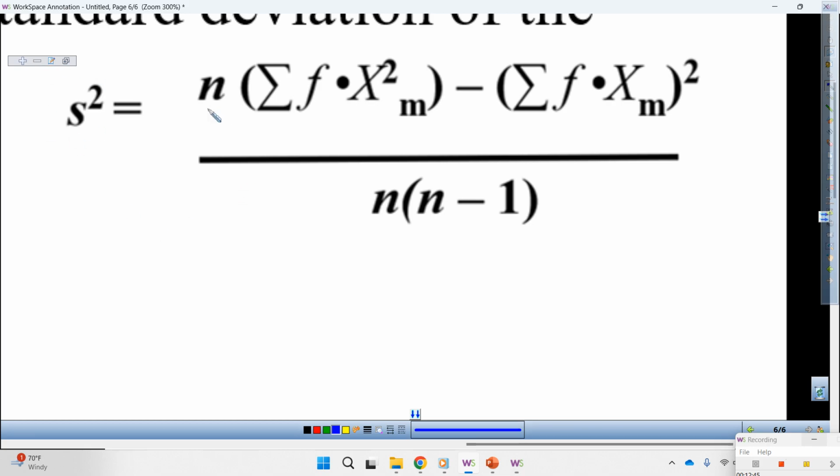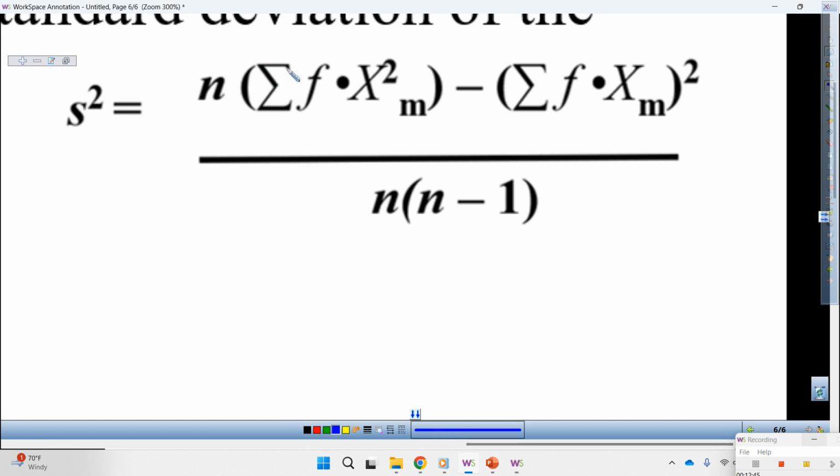We know what the letter N stands for. Yes? Remind your neighbor what the letter N stands for. What does the letter N stand for? Yeah, the number of data. Is that correct? Number of data, in this case, since we have group data, is the numbers that we have for the F times the midpoint. All right. Now, let's look inside the parentheses. Look up. We know what the capitalized sigma means. Tell your neighbor what this capitalized sigma means.